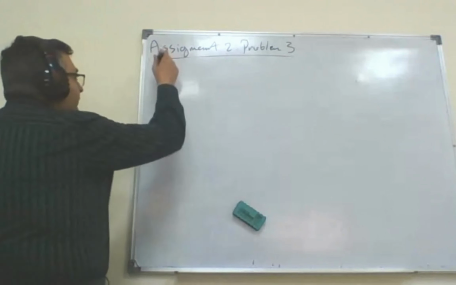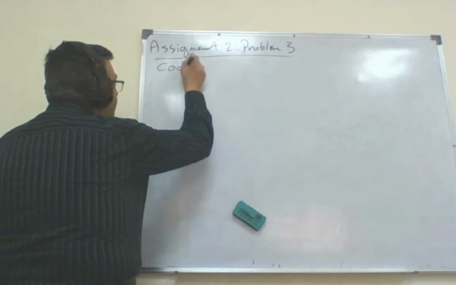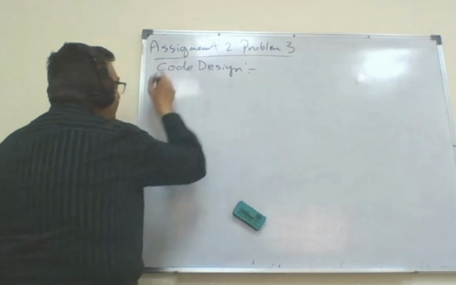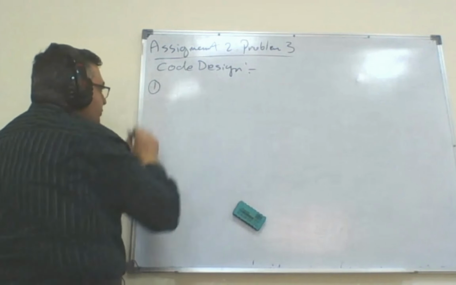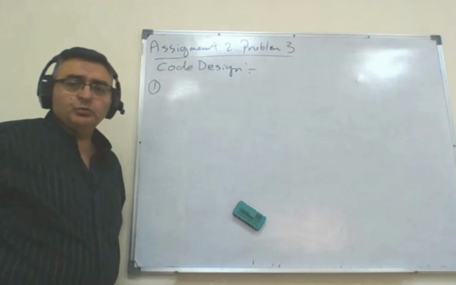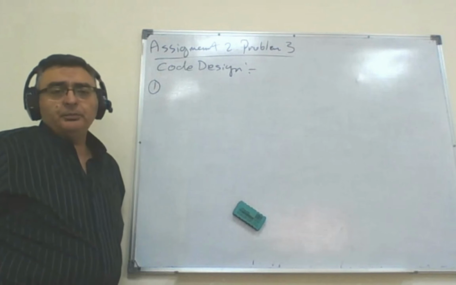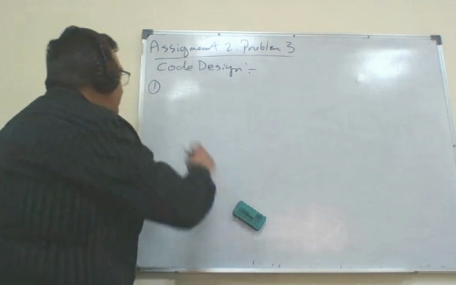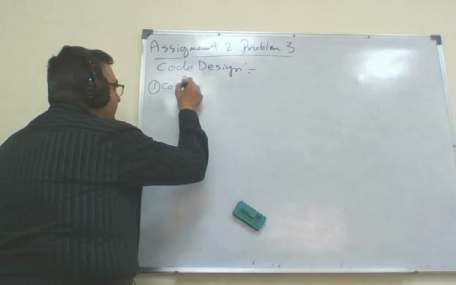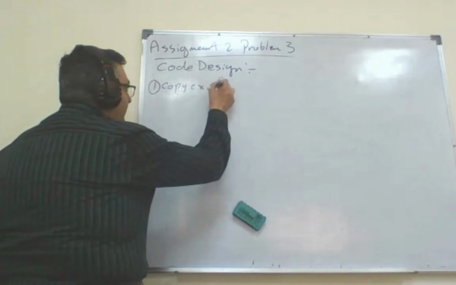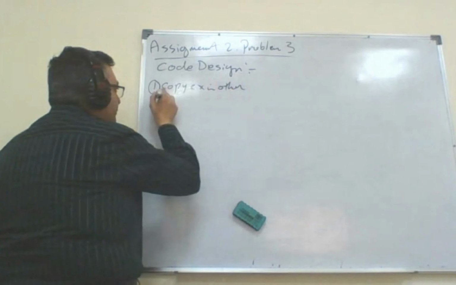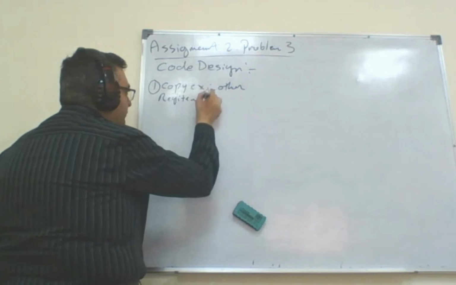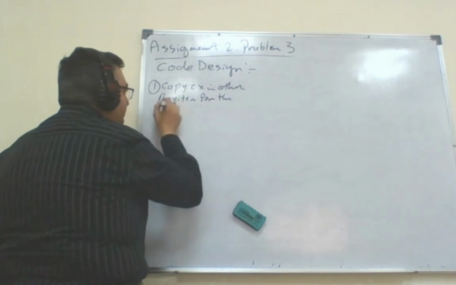So we can have here the code design. Step number 1: first of all, I don't want to screw up or change the value of CX. So I may copy CX in another register for the comparison.